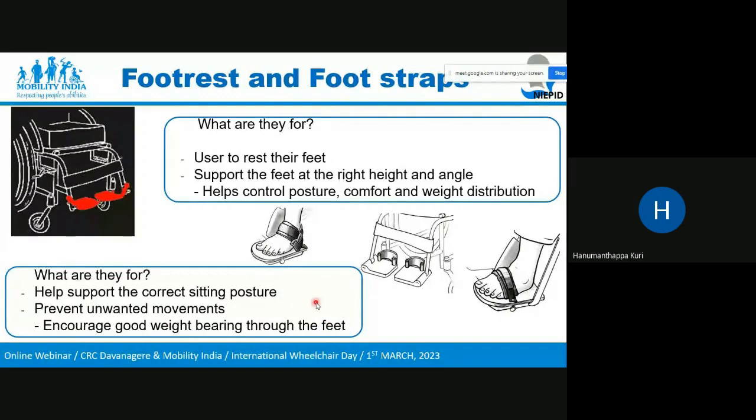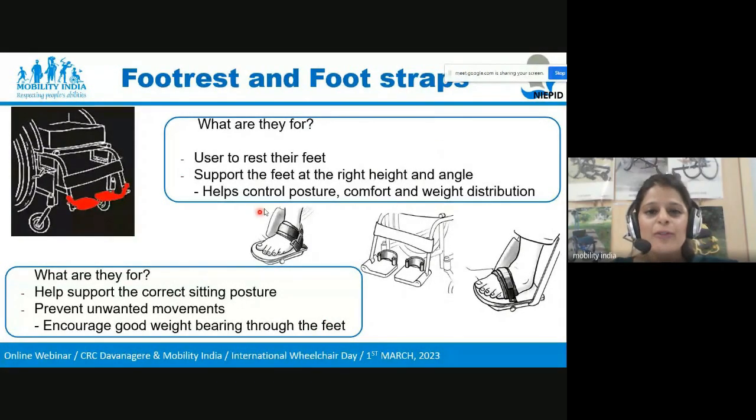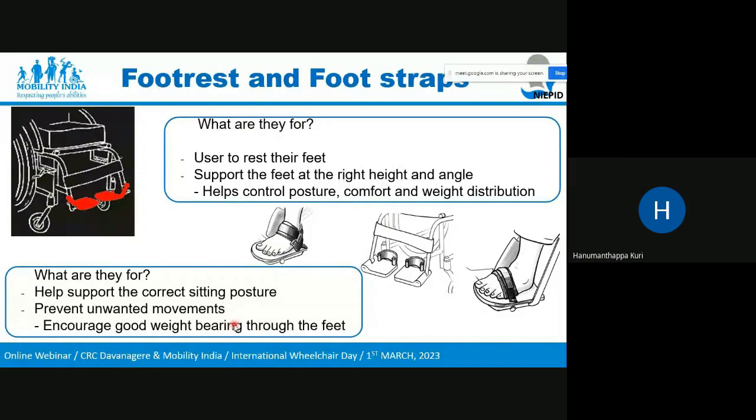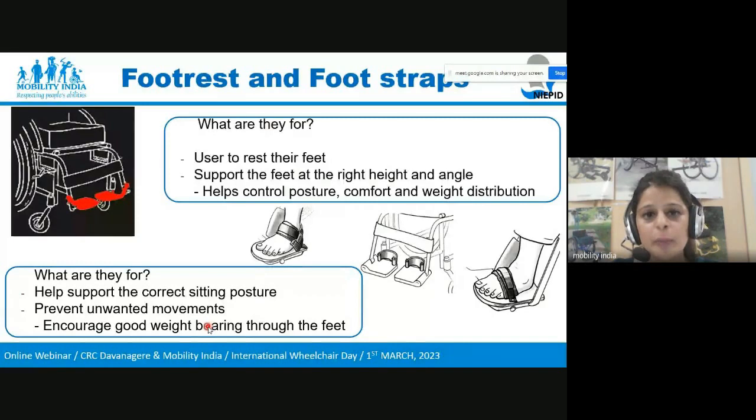Yeah, thank you. So foot straps maintain the weight bearing through the foot, and they are also helpful to prevent unwanted, jerky movements. Here you can see the calf strap and the ankle strap, which prevent the feet from sliding backward off the footrest, and here a foot strap is available, which will also prevent backward slipping off the footrest.